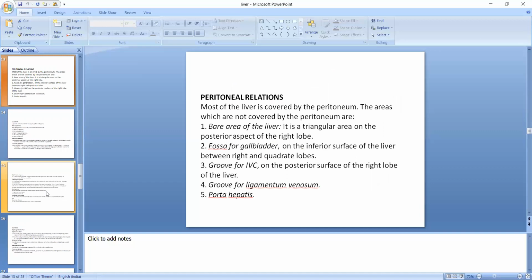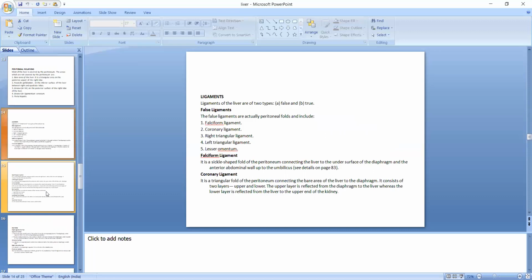Now, your peritoneal relation: most of the liver is covered by the peritoneum. The areas which are not covered by the peritoneum are the bare area of the liver, fossa for the gallbladder, groove for inferior vena cava, groove for ligamentum venosum, and the porta hepatis. And we will discuss in the next video all the remaining part of the liver.